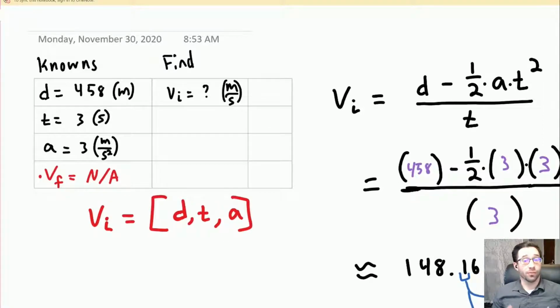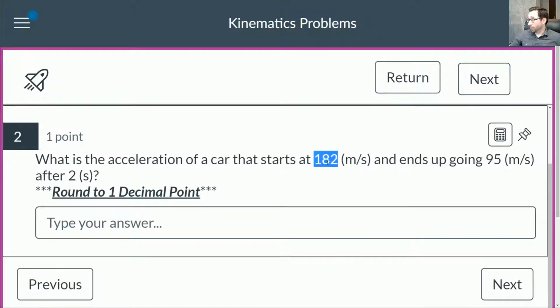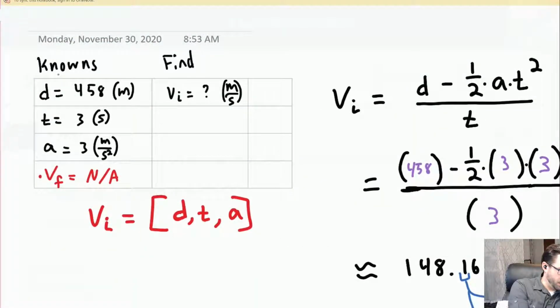Then, after I figure out what I need to find, I go through the problem and I look at the values. Sometimes the values are not going to be in the problem, but for the majority of the problems, except for maybe two or three in this assignment, you will have three values in the problem. So if you look, I've got 182, I have 95, and I've got 2. So those are three knowns that I'm explicitly given. I even gave you the units, so it should help you out even more. Now, after I figure out what the values are, I write those in my knowns.